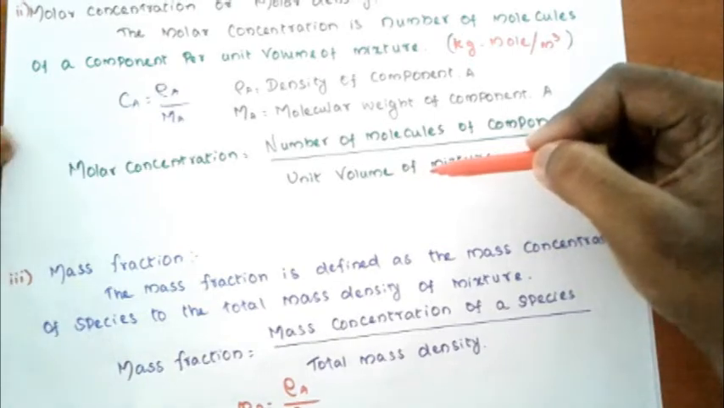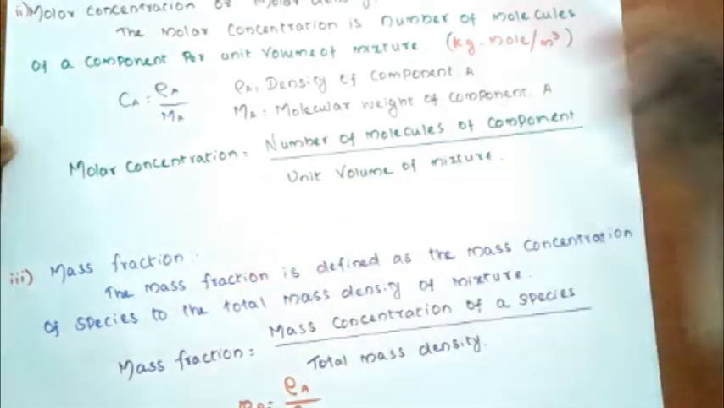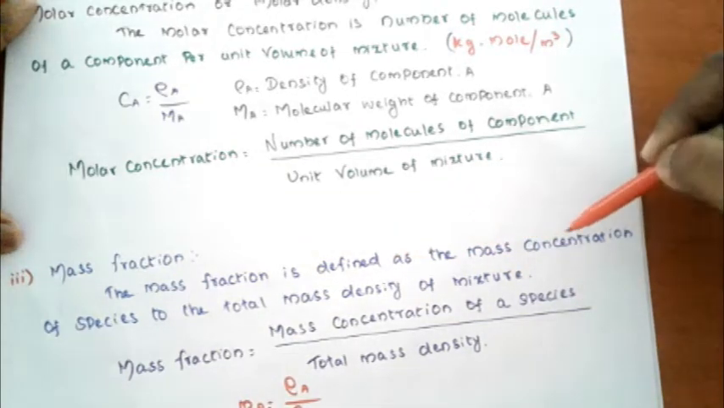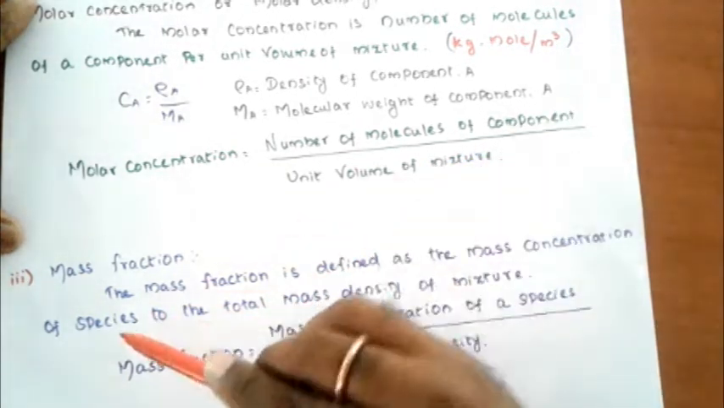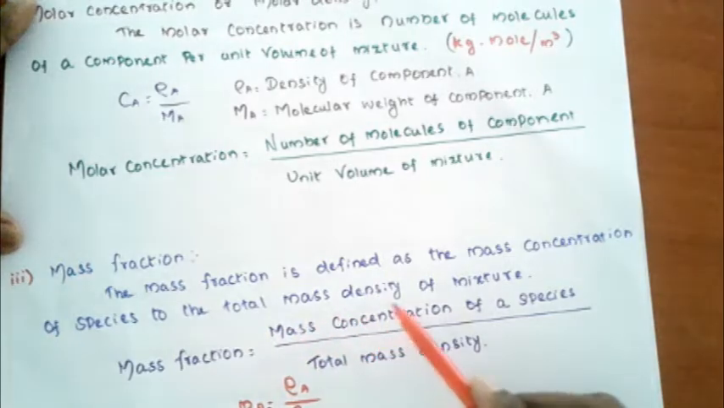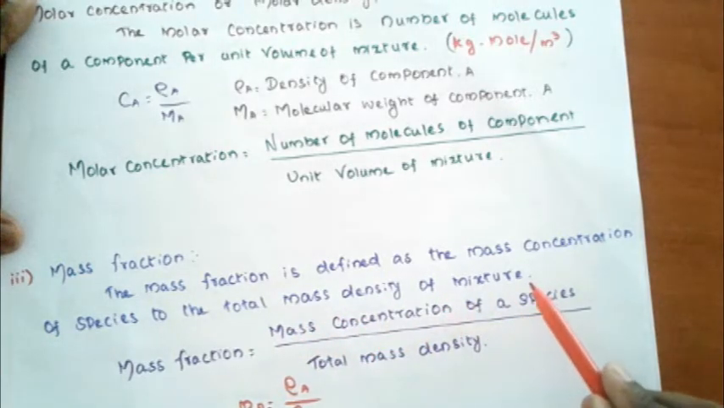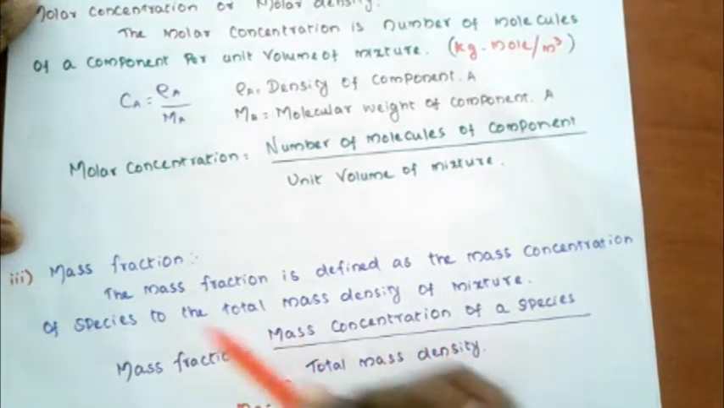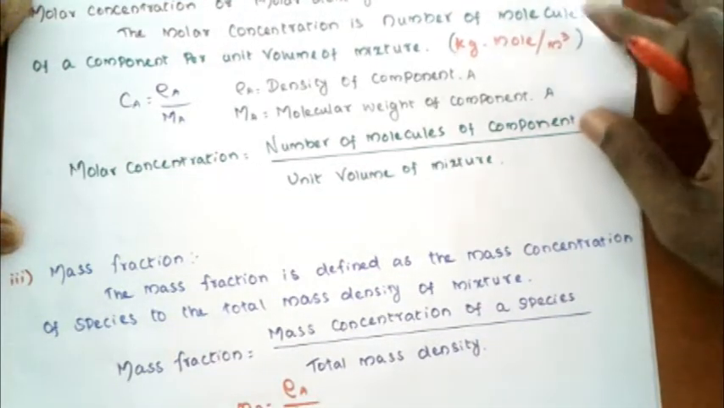Next we are going to see what is meant by mass fraction. It is defined as the concentration of mass of a species to the total mass density of a mixture. We have an equation here. It is equal to the concentration of mass of a species by its total mass density. This is called mass fraction.